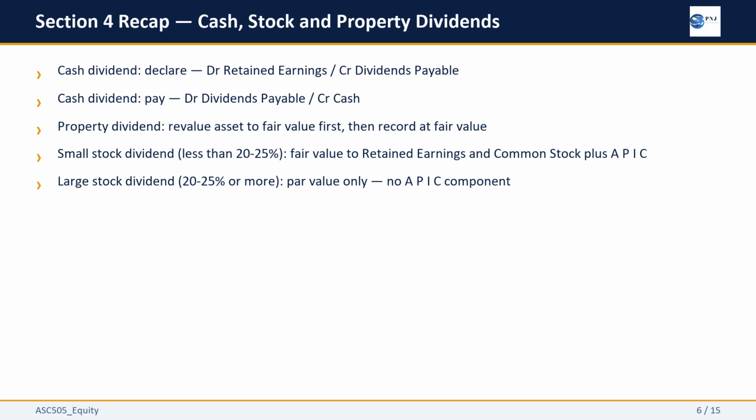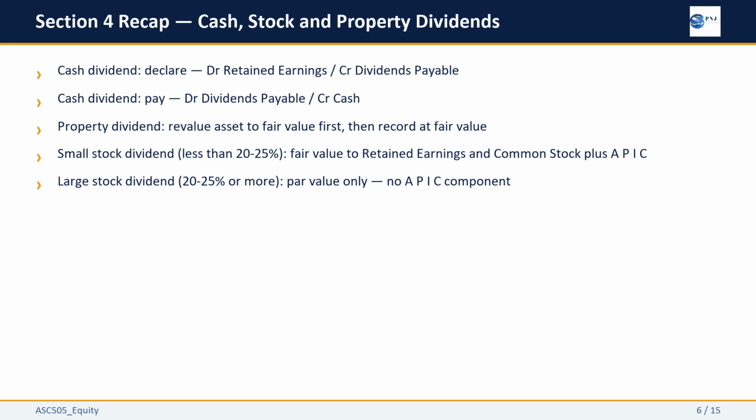Section 4 walked through all dividend types. Cash dividends are a 2-step entry: debit retained earnings and credit dividends payable on the declaration date, then reverse with a cash payment. Property dividends require revaluing the asset to fair value first. Any gain or loss is recognized before the dividend is recorded.